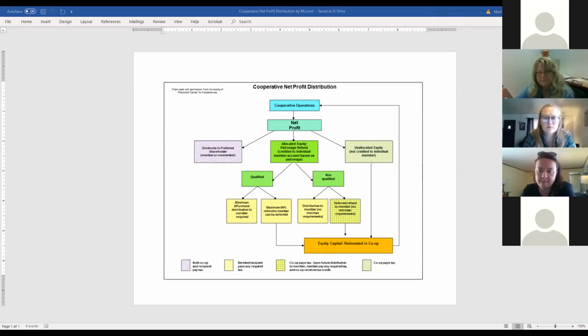Can you see a flow chart? Yeah, we can see it. Excellent. I shook my head, but I didn't. I'm sorry. I didn't say anything. That's all right. That's all right.